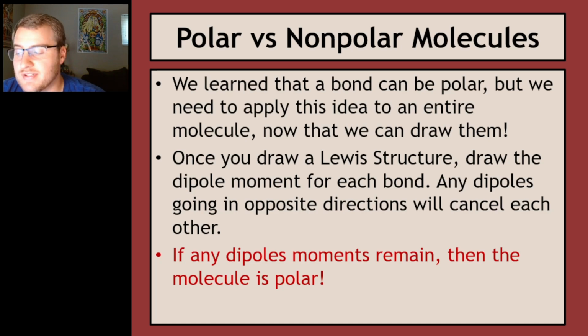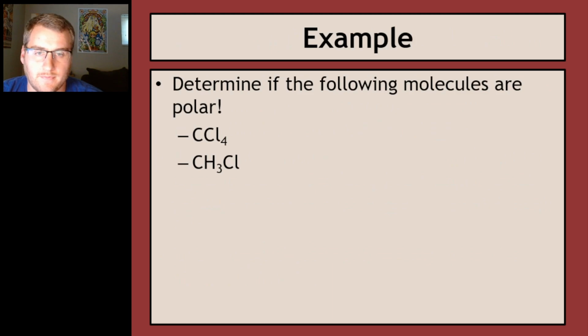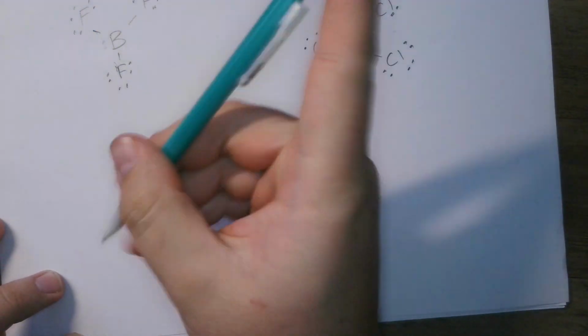This is another thing easier to see, so let's do our example. I have 2 molecules here, and we want to figure out if they are polar. You cannot do that without drawing their Lewis structures. So, now that we know how to do that, let's give that a shot.